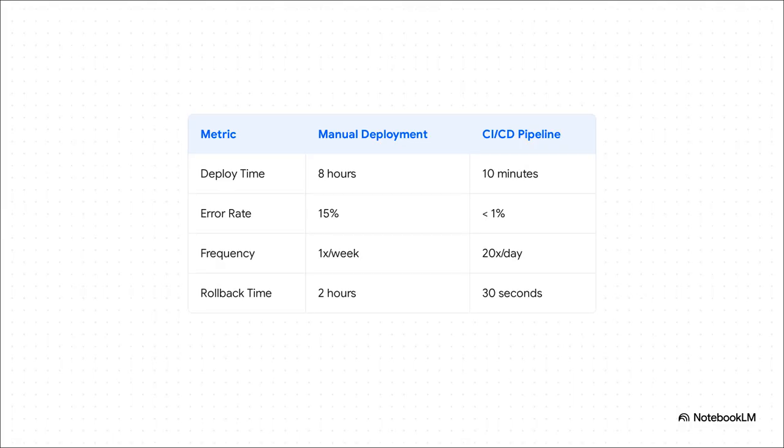And the difference becomes crystal clear when you put the two methods side by side. A manual deployment might take 8 hours with like a 15% chance of blowing up. But an automated pipeline, we're talking 10 minutes with a failure rate under 1%. And rolling back a change that used to take hours now takes seconds. The contrast is just staggering.